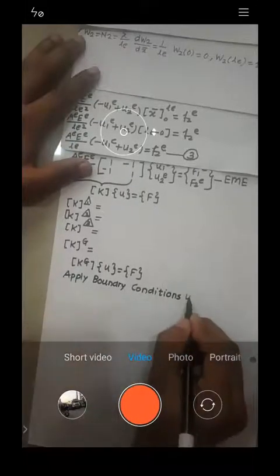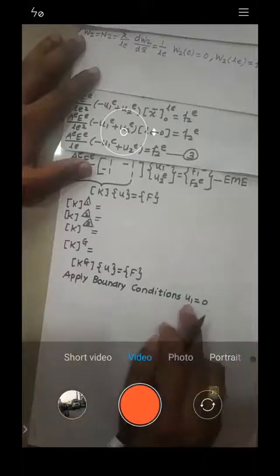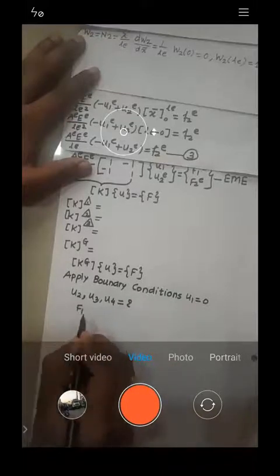See, this procedure we already know. That's why I'm not repeating. You apply the boundary condition. What is the boundary condition? U1 is 0. This is the boundary condition. U at x is equal to 0 is 0. What is U at x is equal to 0? That is nothing but U1. So U1 is 0, and you will get the value of U2, the value of U3, and the value of U4. After that, you calculate the reaction, that is F1. Yes or no? Let me know. Is it okay or not?